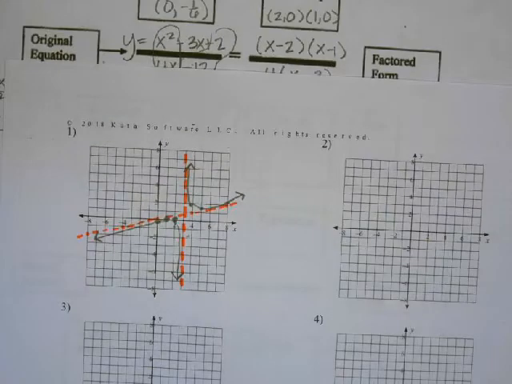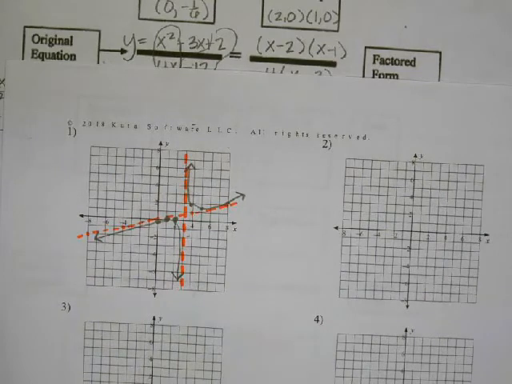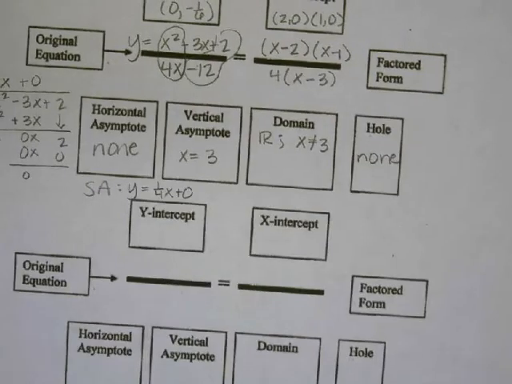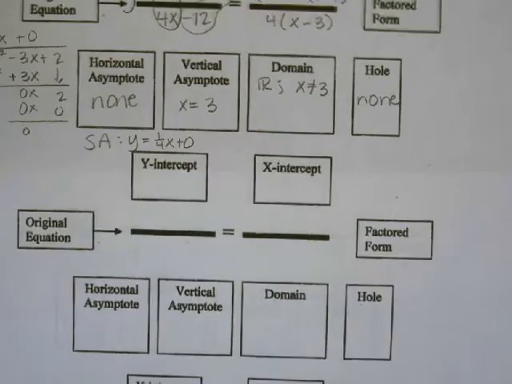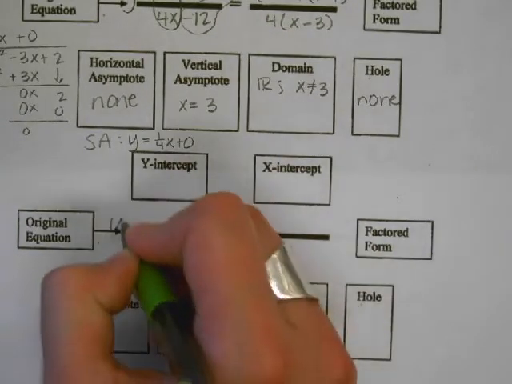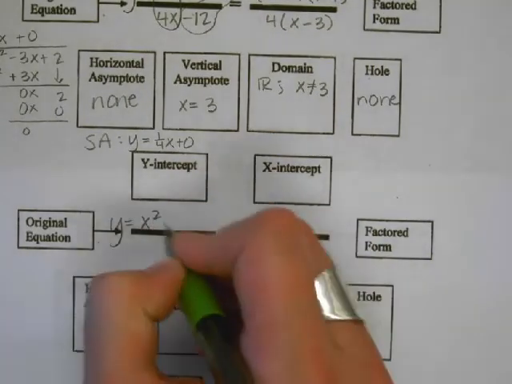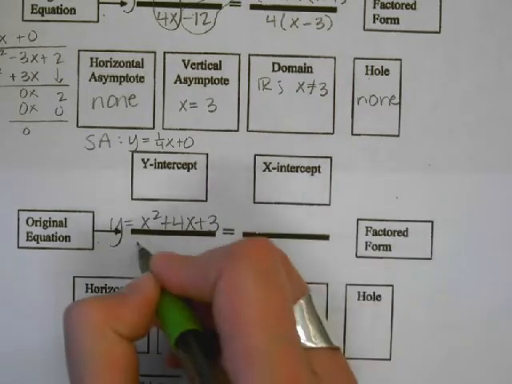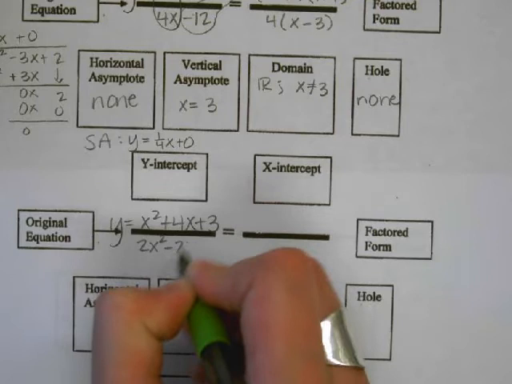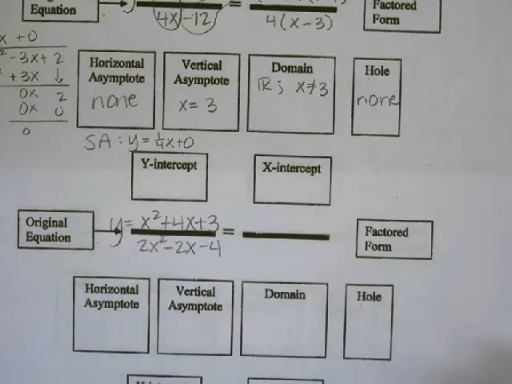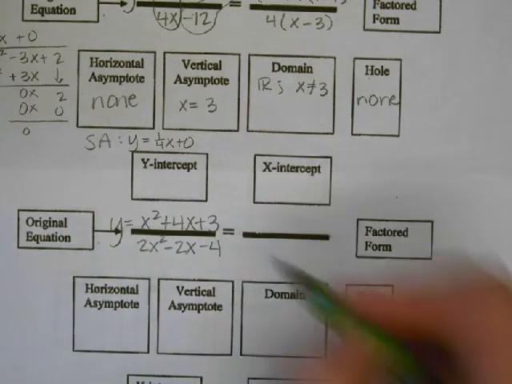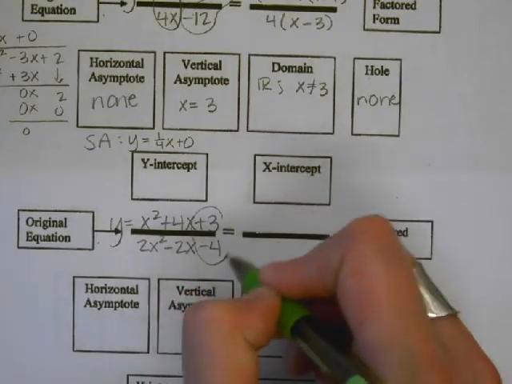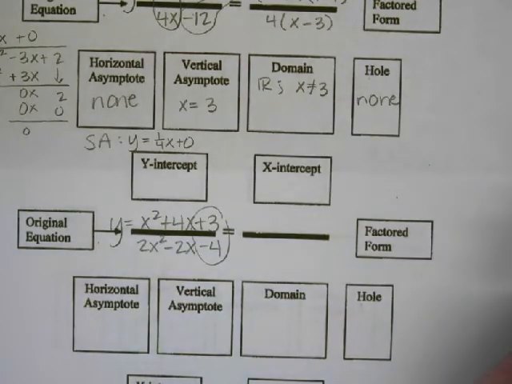Okay, we're going to do another example because I want you guys to be able to see one that has a hole in the graph. So this time, for our second example, we're going to do y equals x squared plus 4x plus 3. On the bottom, we're going to have 2x squared minus 2x minus 4. So for this one, we have a y-intercept of -3/4.